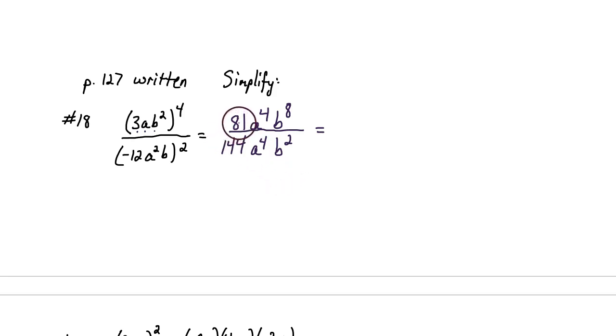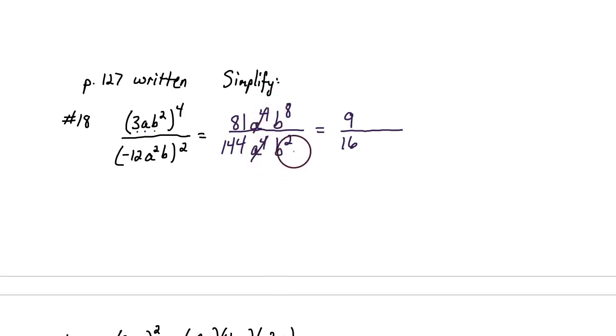Is there any number that divides into 81 and it divides into 144? They both divide by 9. 81 divided by 9 leaves a 9. And in the bottom, 144 divided by 9 leaves us 16. So the fraction 81 over 144 reduces to 9/16. Now the letter A. What do you see about the letter A? We have a to the 4th on top, a to the 4th on bottom. What's going to happen? They cancel away.